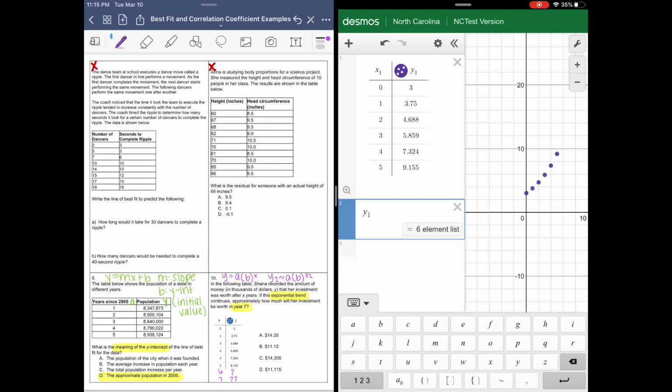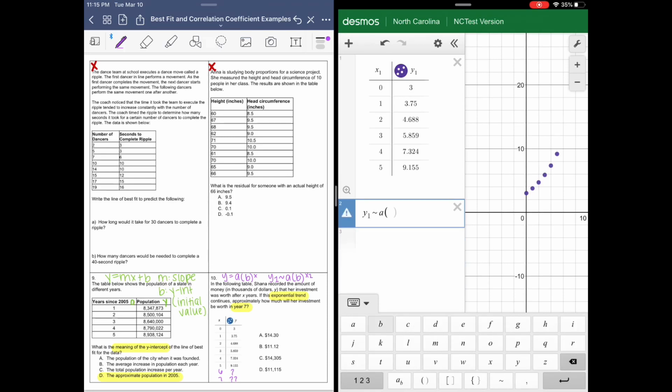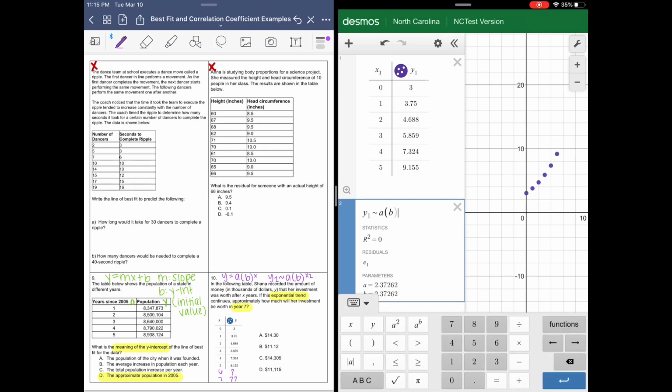Y1 squiggle, A, and you can put parentheses for B if you want to, B, and then the power button, it's this A to the power B. Our exponent is x1. Now we have to click this button that says log mode. Just want to make a note of that for you.